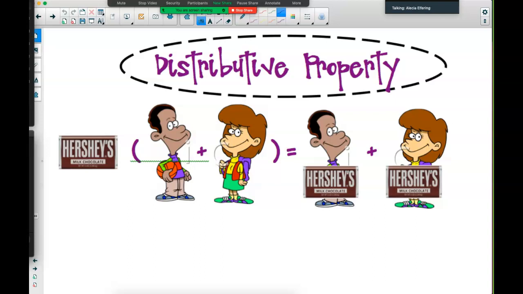So in terms of the candy, it is out here in front of the parentheses, and it gets distributed to this guy, and it gets distributed to this girl. So they both have an equal amount. Okay? So now let's put this a little bit in terms of numbers.